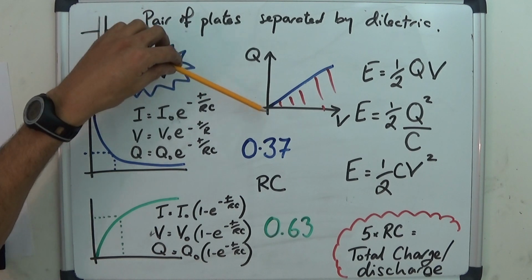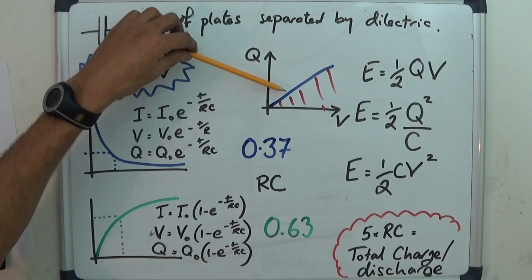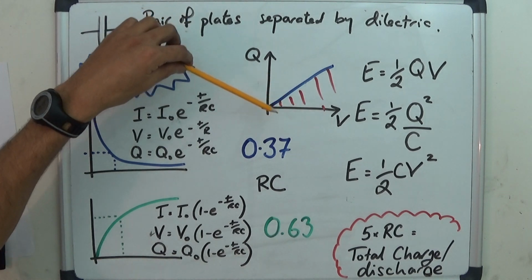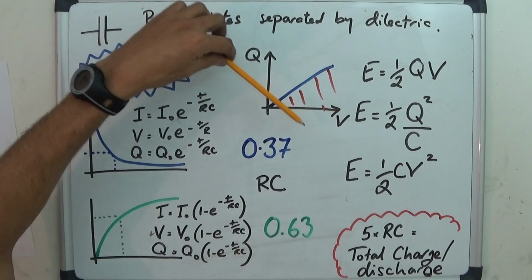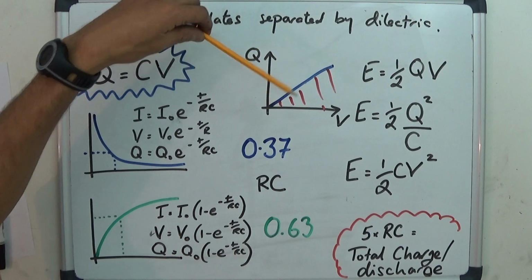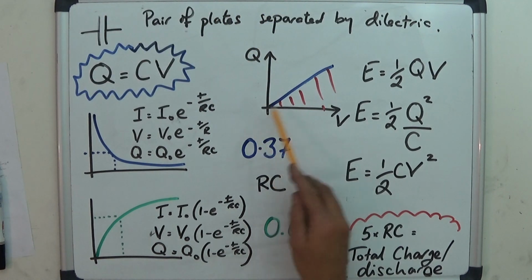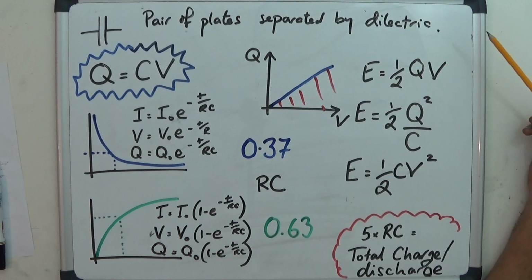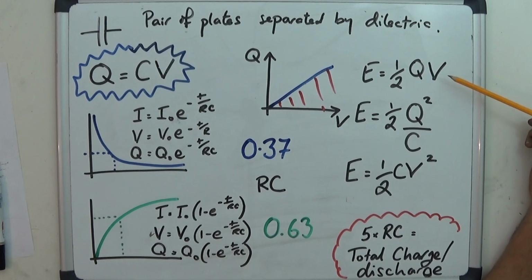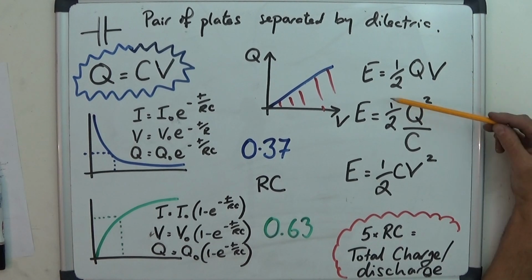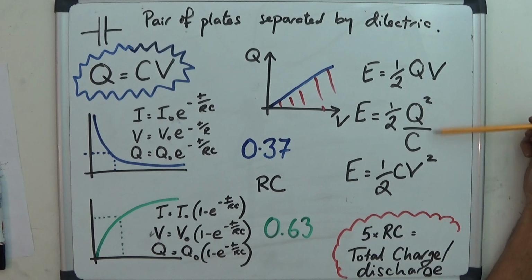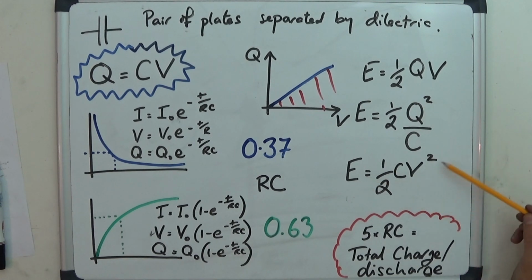As a result of that, the more charge you have on it, the more potential you have across it, and therefore the more potential you need to put across it to get more charge on it. Therefore, the energy in a capacitor is given by the equation E equals half QV. So we can substitute this in a few times and we can get E equals a half Q squared over C and a half CV squared.